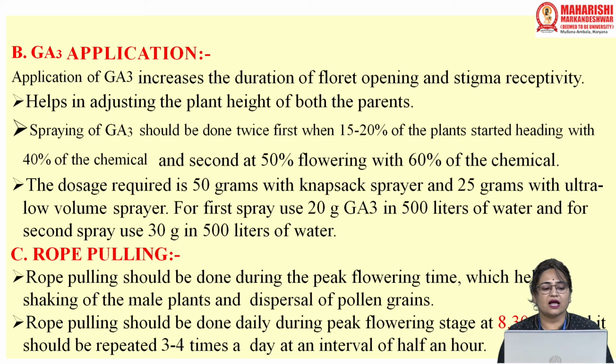The third and last method is rope pulling. Rope pulling should be done during the peak flowering time, which helps in shaking the male plants and the dispersal of pollen grains to the female plants. Rope pulling should be done daily during the peak flowering stage at 8:30 am, and it should be repeated 3 to 4 times a day at an interval of half an hour.